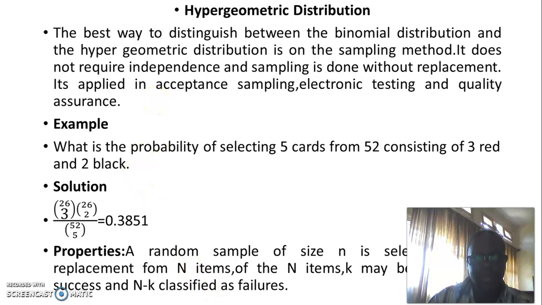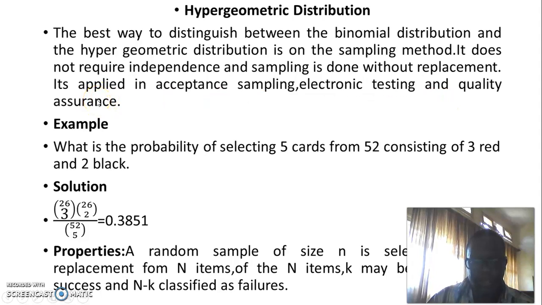What is hypergeometric distribution? A hypergeometric distribution is a sampling method. The difference is on the sampling method, if you are to compare it with the binomial distribution. It does not require independence assumption, and sampling is done without replacement. It's applied in acceptance sampling, electronic testing, and quality assurance.